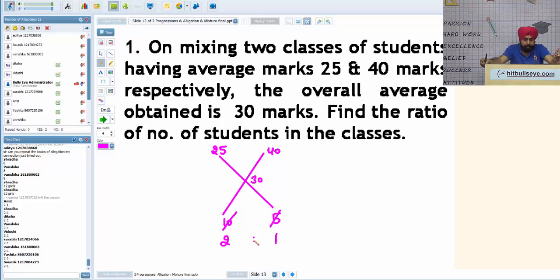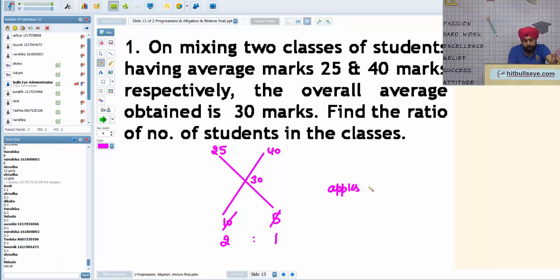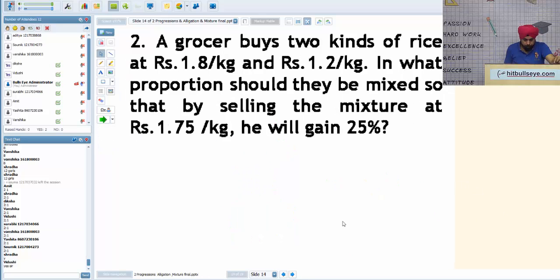Perfect. So students, you can see this is an average question, but we can answer by applying the technique of alligation. I think you all are clear about the basics of the same. But do remember when you solve a question of the same, students, that you cannot compare apples with oranges. That is, the thing that you are comparing has to be same. You cannot compare average marks with average weight or average age. Right? So solve this question.